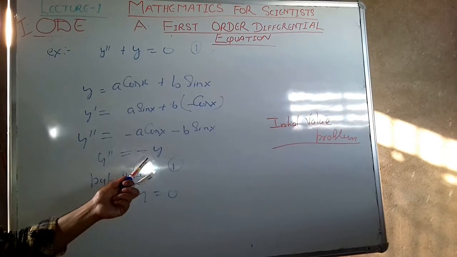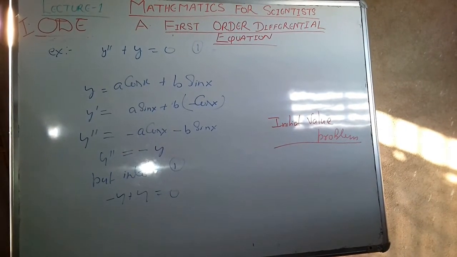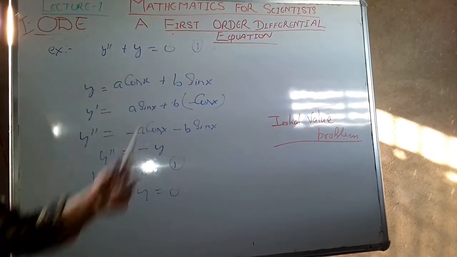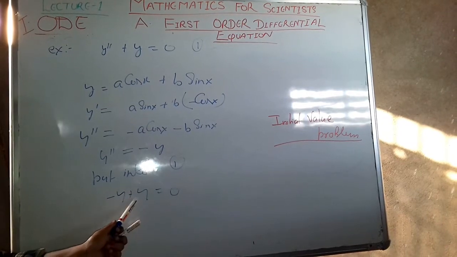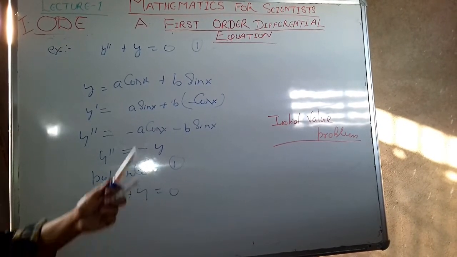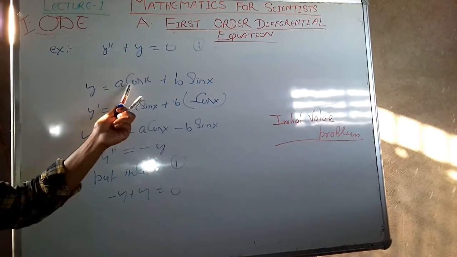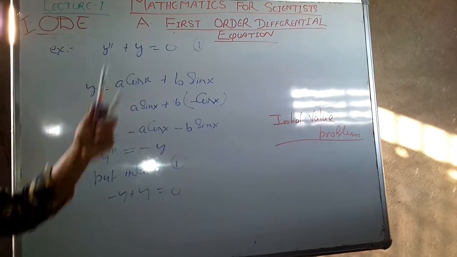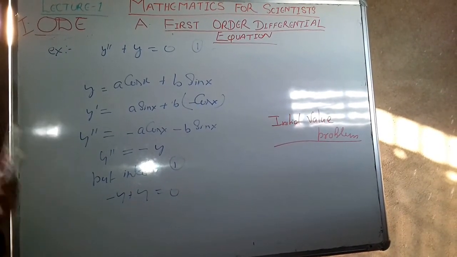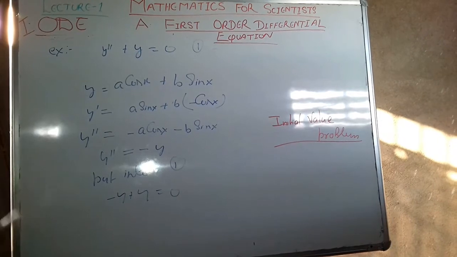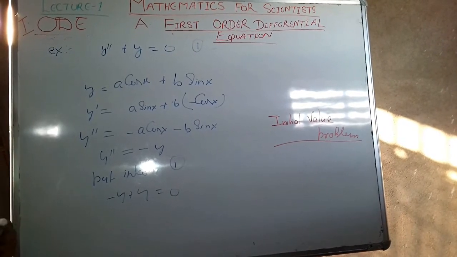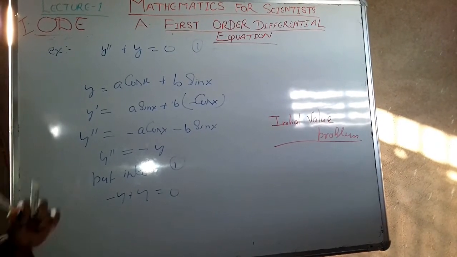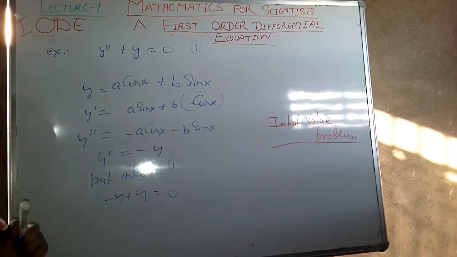Now we put that into the differential equation. We will get minus y plus y equal to 0. It means this is the solution for this differential equation. So this is the way we verify a particular solution for the given differential equation.